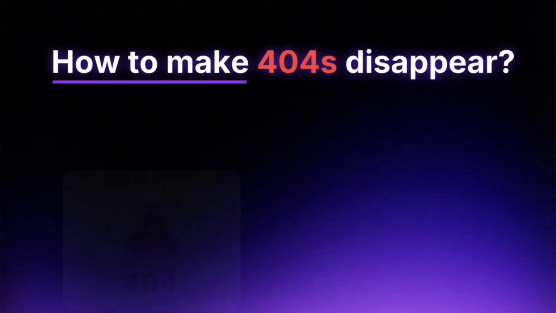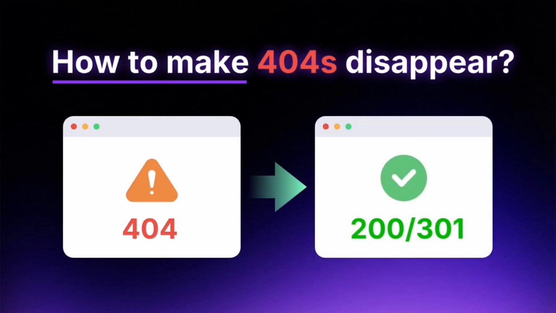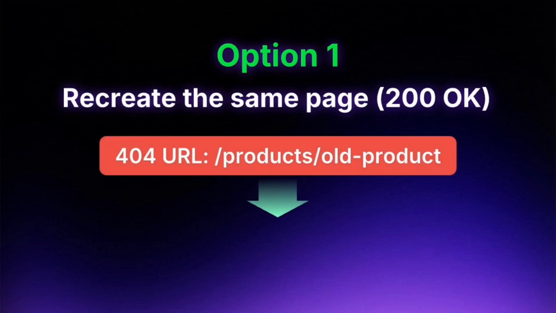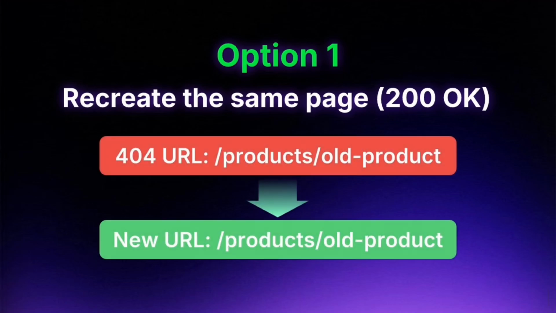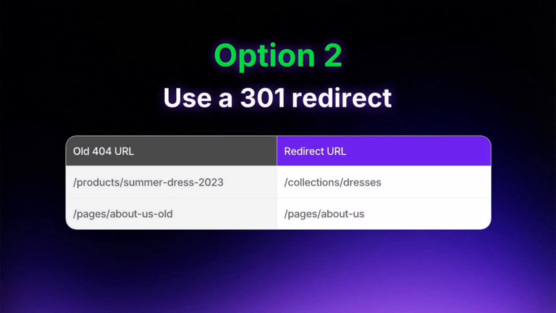To really fix a 404, there's only one rule. That URL must stop returning a 404 status code. Option 1. Recreate the page. If the URL still has value, recreate the page using the same URL. Option 2. Use a 301 redirect. If the page is gone for good, set up a 301 redirect. Redirect it to a related product, a collection, or another relevant page.